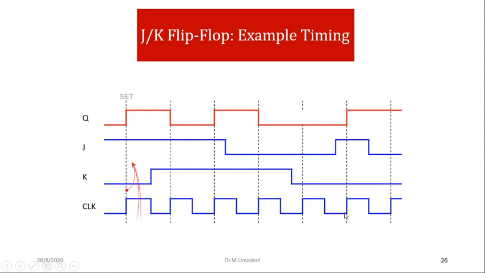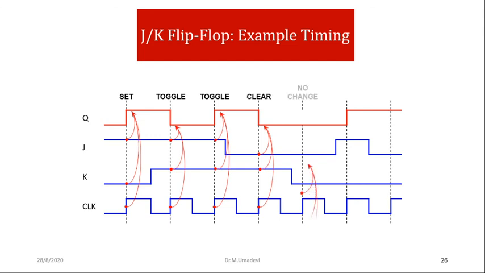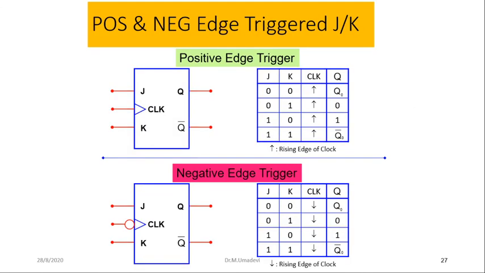When we apply the clock, what will happen? See, set, toggle, then again clear, no change, then again set, then no change. This is the best example for JK flip-flop timings. I hope you can understand the timings clearly. Next I'll move to positive and negative edge trigger JK flip-flops.